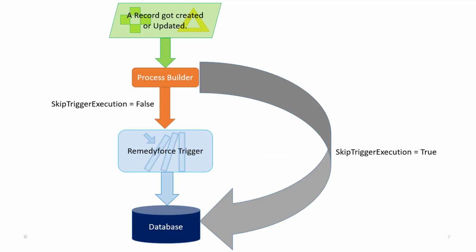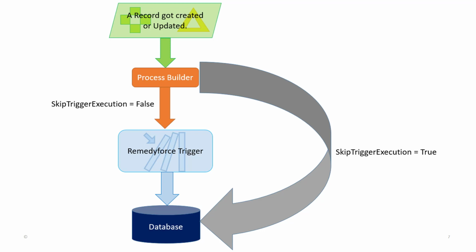So what does all this mean in layman's terms? Well, a record gets created or updated. The processes are run, and if skip RF trigger execution is not set, then we process our triggers normally. However, if it is true, we skip our before and after triggers.